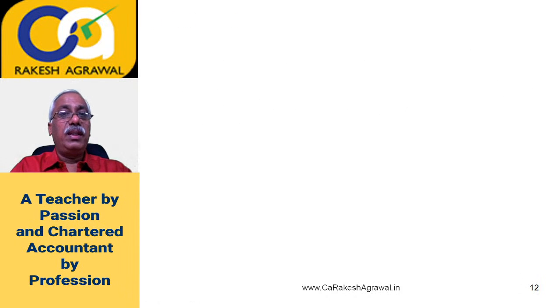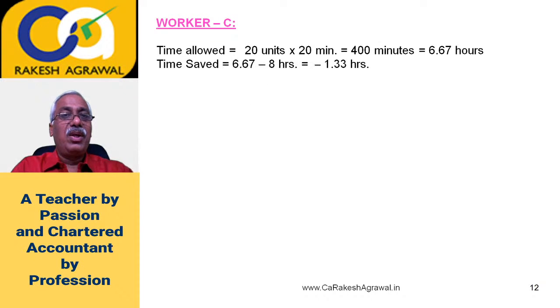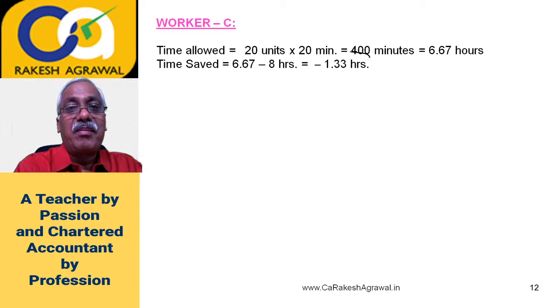Now we'll go to worker C. If you remember, worker C had produced only 20 units. So time allowed for 20 units is 20 units into 20 minutes, that is 400 minutes, which is equal to 6.67 hours. This is time allowed, standard time. And time taken is 8 hours. He has taken more time. So time saved will be 6.67 time allowed minus 8 hours actual time taken. So time saved is negative.